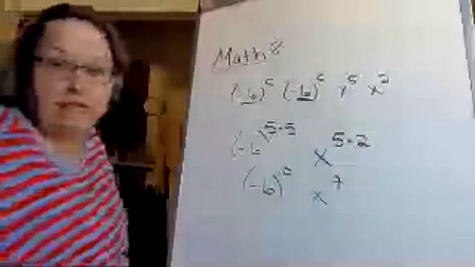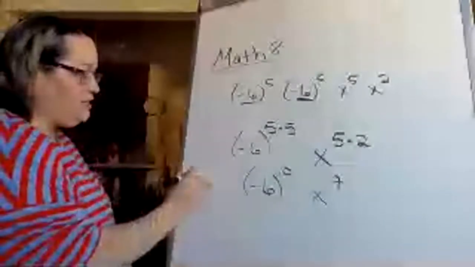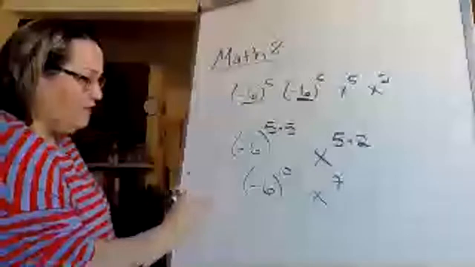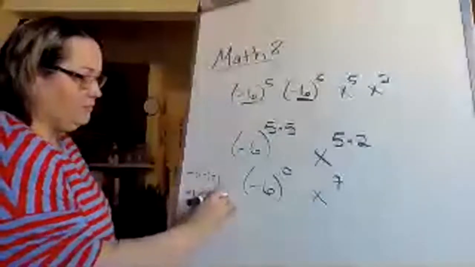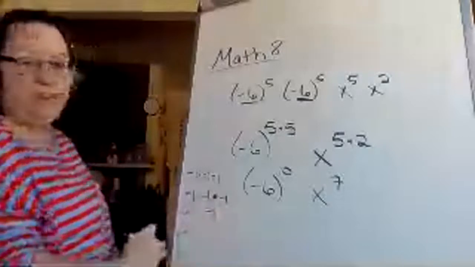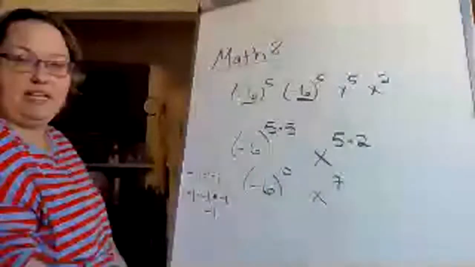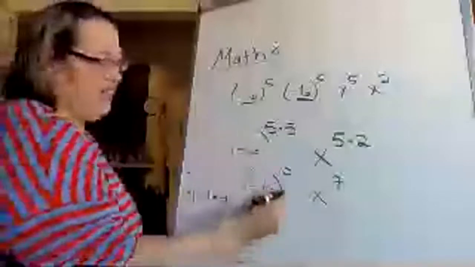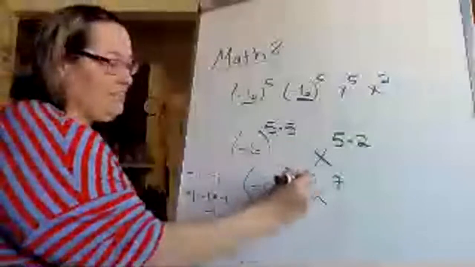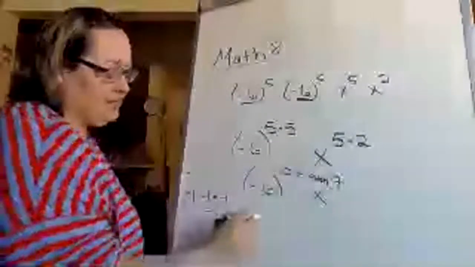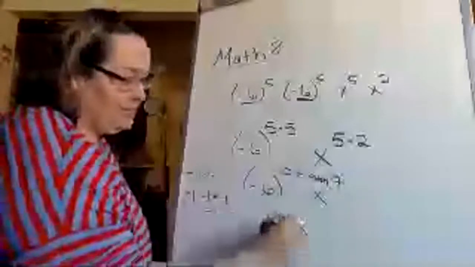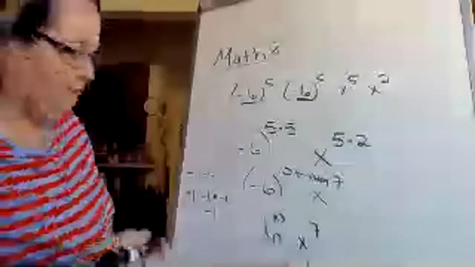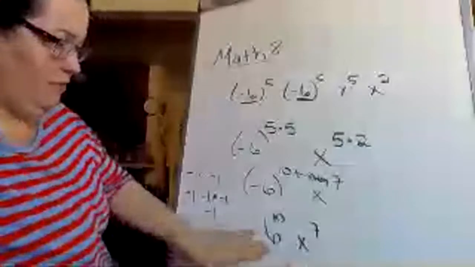Now, hopefully you learned throughout this that -1 times -1 would get me a +1. If I have 3 of them, it's going to get me a -1 as my answer. If this number is an even number, you're going to get a positive answer. So it would be 6 to the 10th, x to the 7th. Now, if you wrote it like this, it's not wrong. You can just write it like that.